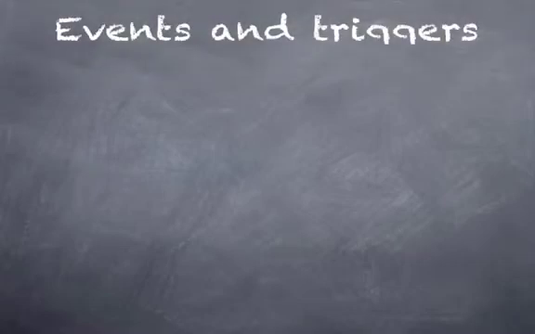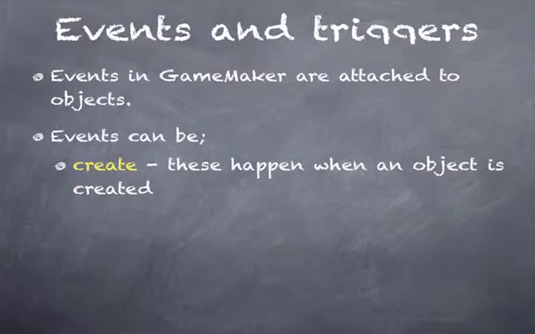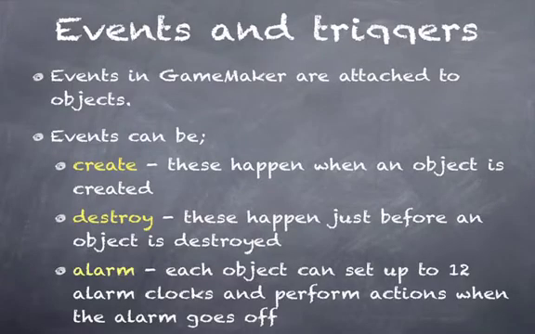So let's look at events and triggers. Events in GameMaker, remember it's event-driven programming, are attached to objects. And the events can be a create event. This type of event happens when an object is created the first time. A destroy event. These happen just before an object is destroyed in the game. An alarm event. Each object in the game can have up to 12 alarm clocks, and they can be set to perform different actions when the alarm finally counts down to 0. So they're alarm events.